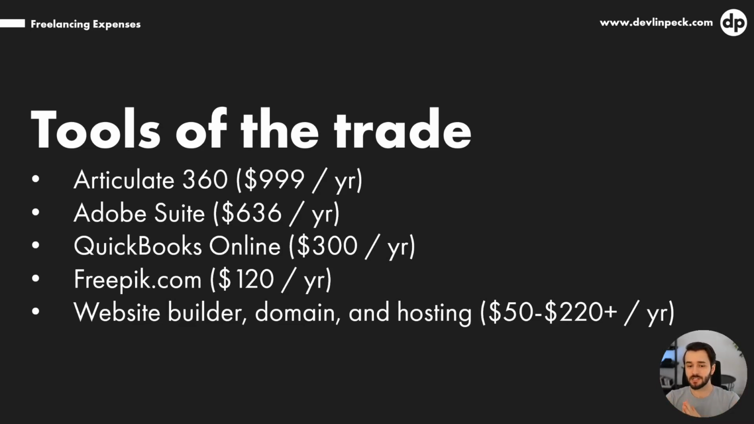This can be very cheap. So a domain runs about $12 per year, and hosting can be as cheap as just like $3 a month or $36 per year. So that's how we get to the $50 mark. The website builder in that case would need to be something like WordPress.org, which is open source, or custom code.